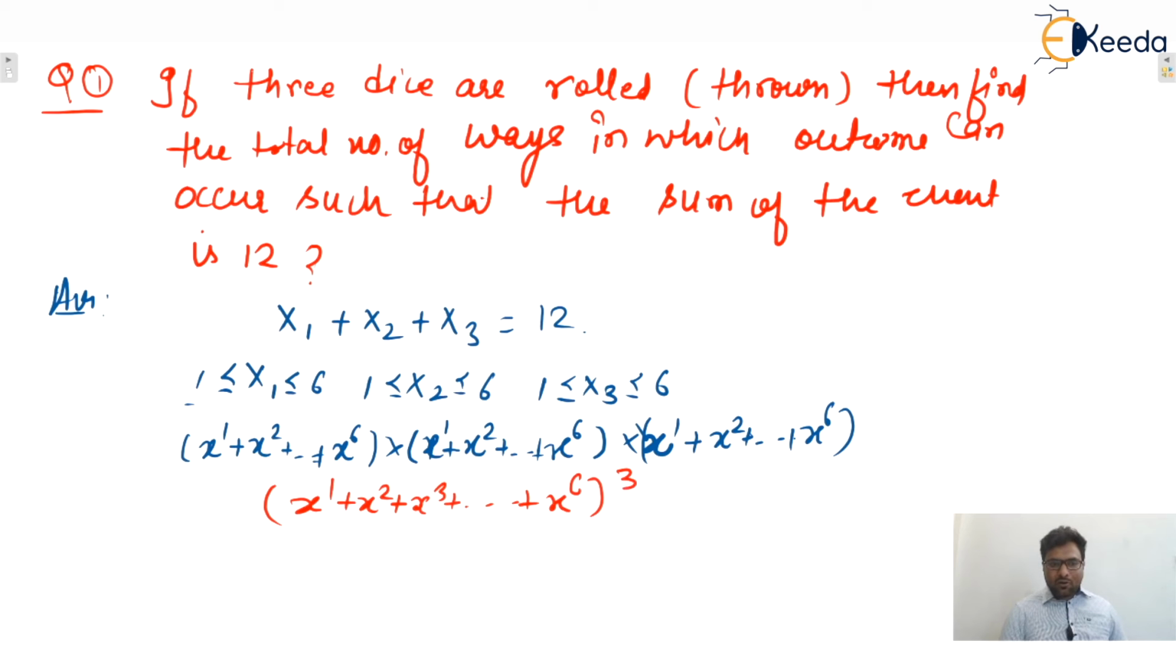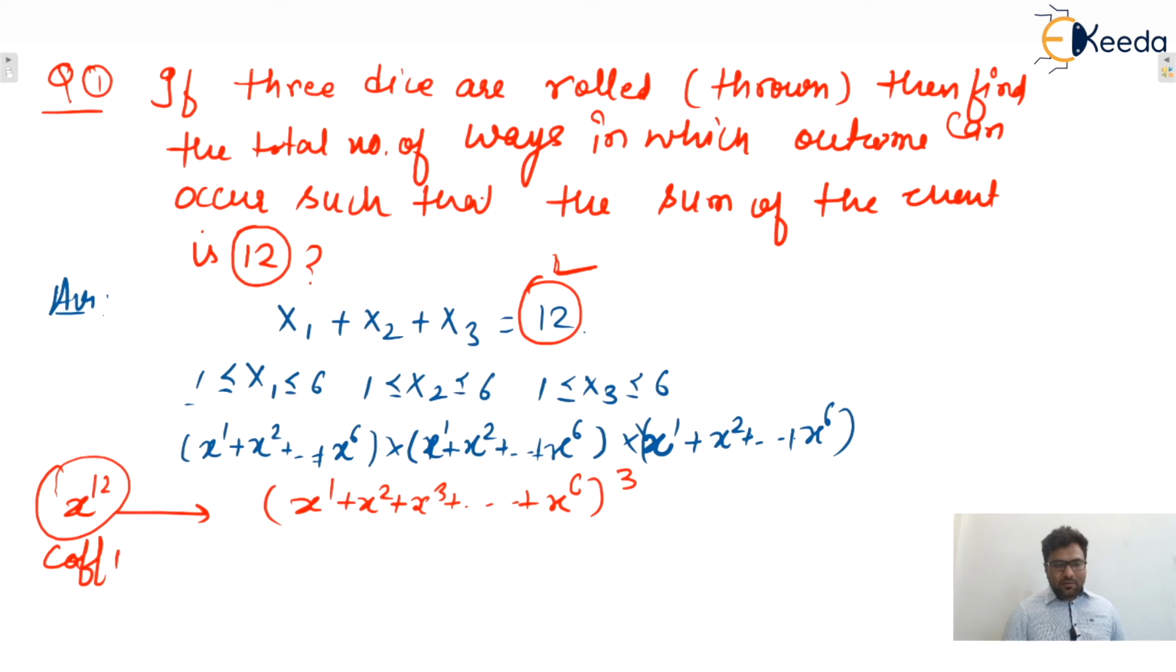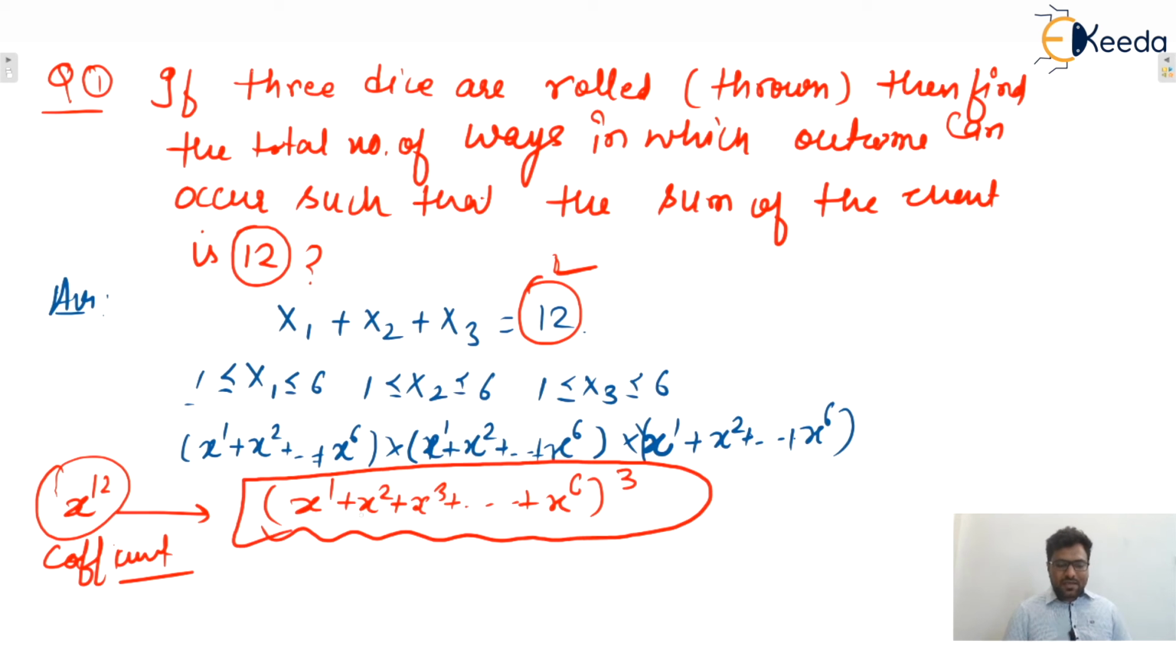Now find the coefficient of 12. This problem is like 12 identical things are to be distributed. So whatever is on the right-hand side, find the coefficient of x raised to the power of the right-hand side, that is x power 12, in this expression. So this problem reduces to this problem. Now find the coefficient of x raised to power 12 in this expression, which will be the correct answer. So try it once.